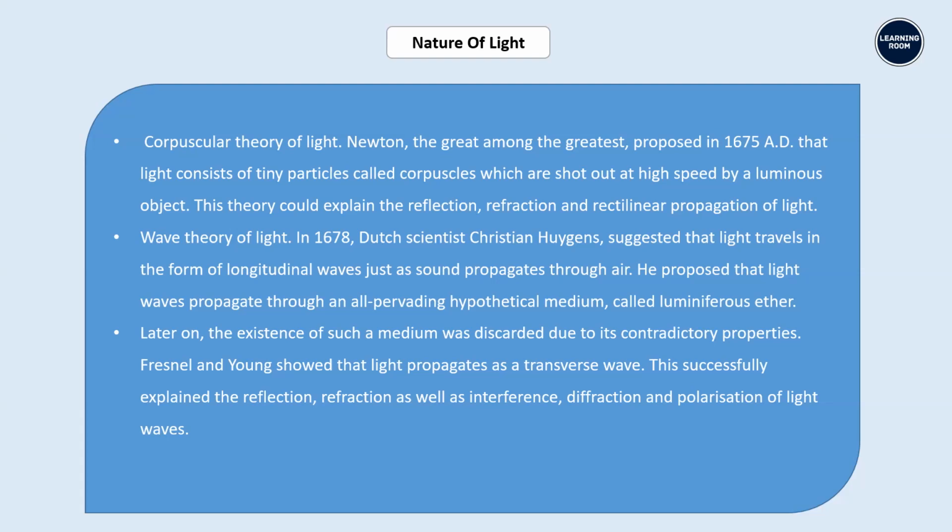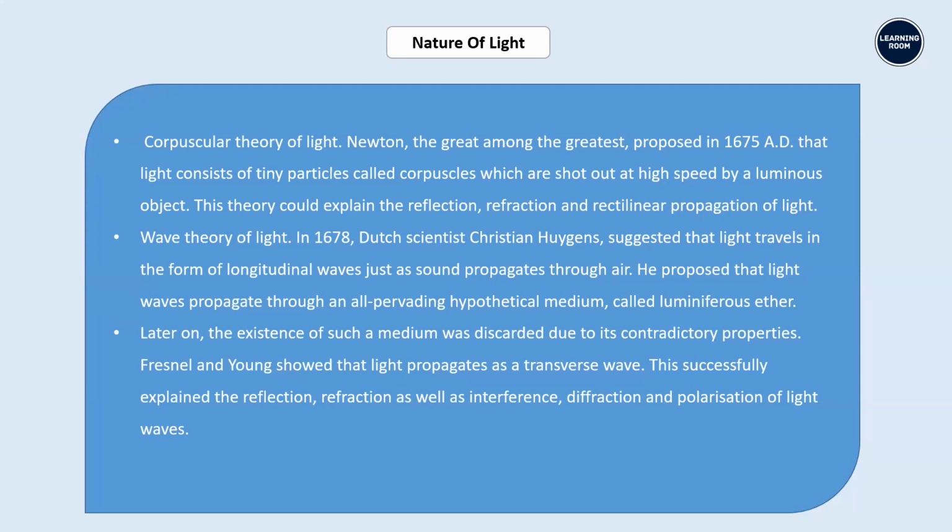Okay. So these are all theories. I am not saying they are right. At different points of time, they were corrected. So in the form of longitudinal waves, like how sound propagates through air. He also said that light waves propagate through all-pervading hypothetical media called luminiferous ether. So he called those media luminiferous ether. Luminiferous is derived from the word luminous, the media which allow the light to pass through them.